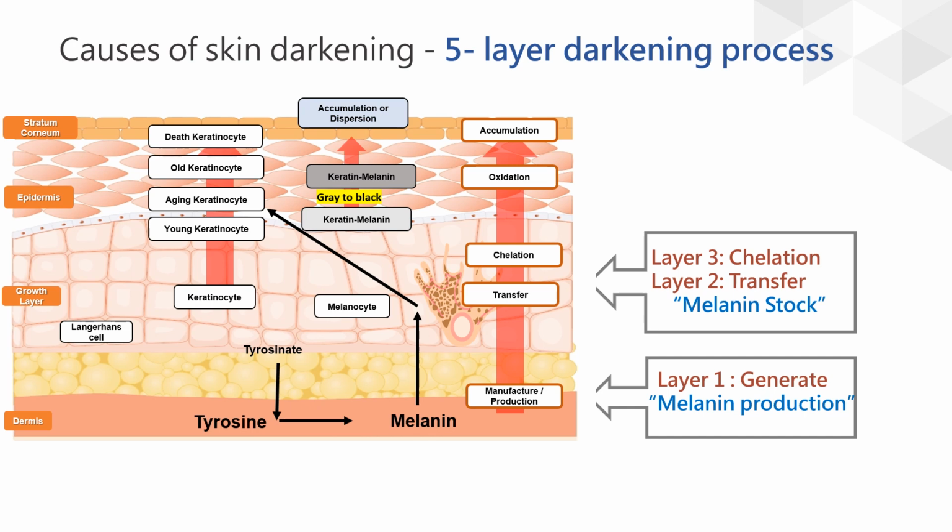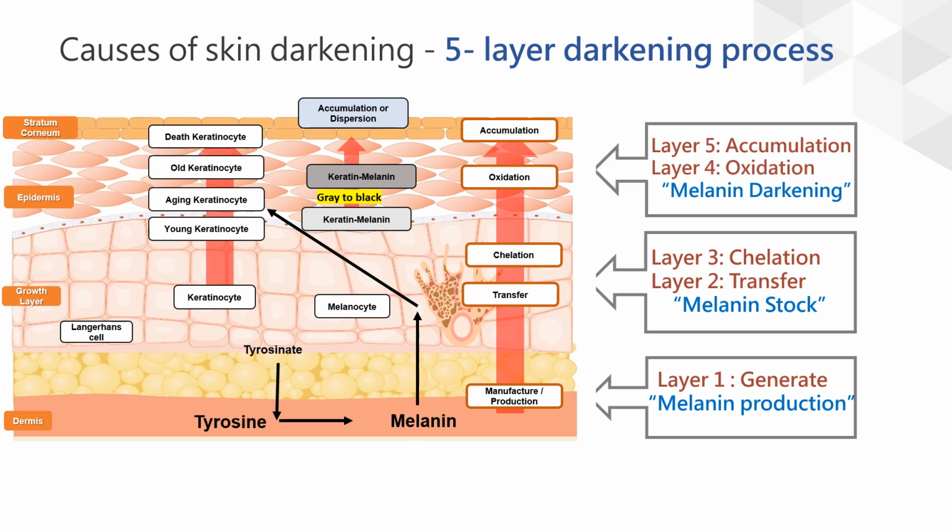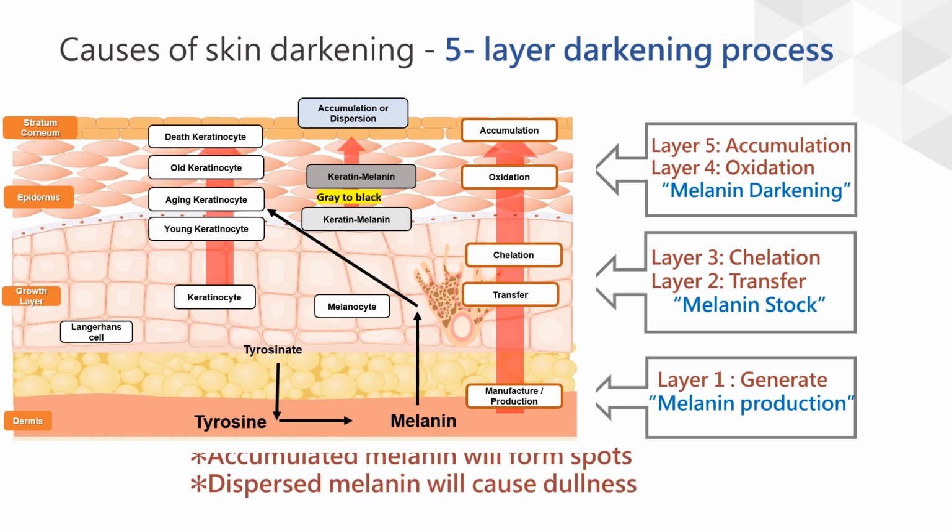There is a melanin inventory where in level 2, there is a transfer of melanin into the keratinocytes. And in layer 3, chelation happens within the keratin in the keratinocytes. The last cause of skin darkening is the melanin darkening, where in layer 4, the keratinocytes metabolize to the surface of the skin, where melanin becomes darker, and after being dark, there is oxidation. And accumulation happens in layer 5, which forms spots, dull skin, and an uneven skin tone.